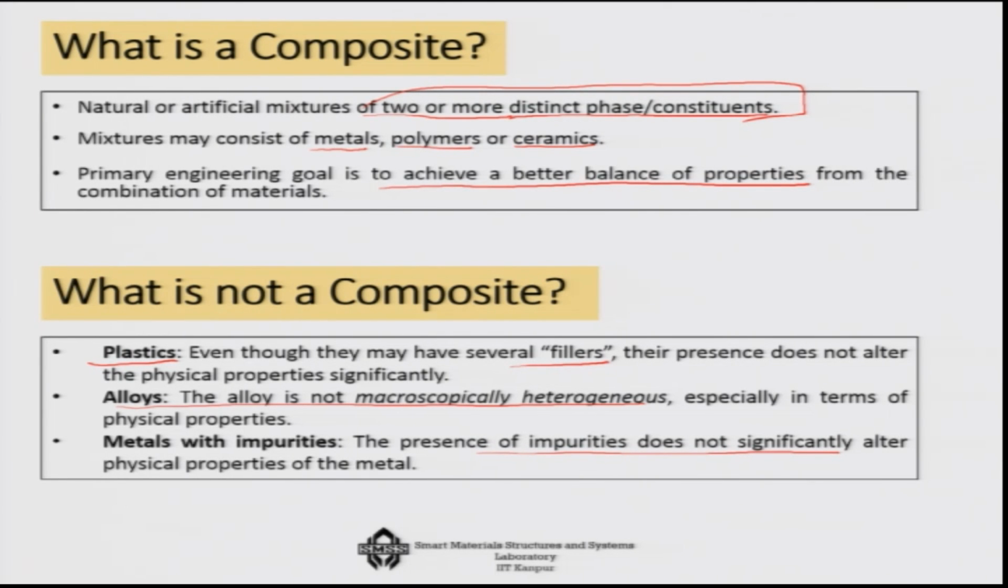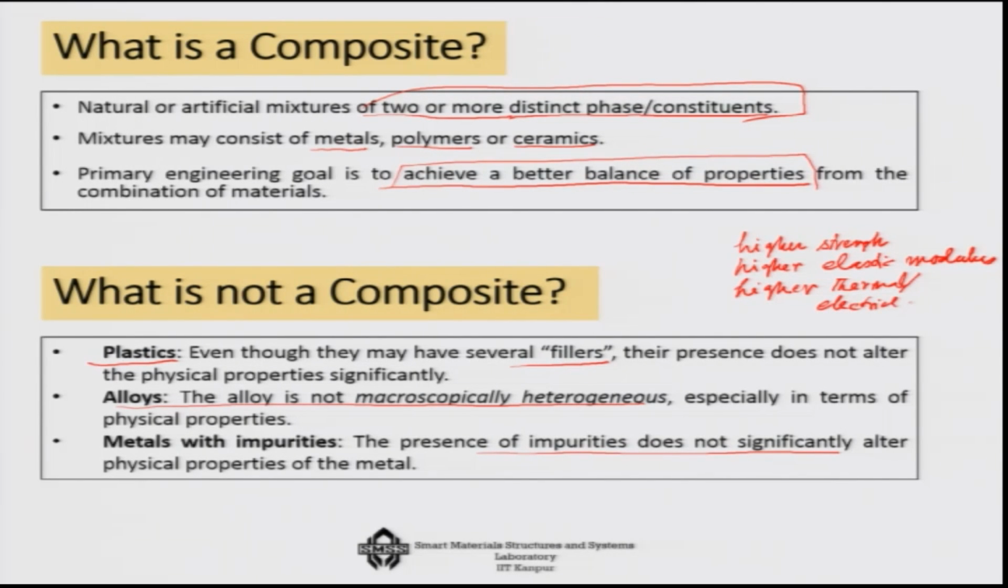So, that you can achieve a better balance of properties. You can achieve, for example, higher strength, one of the objectives always, invariably. You can achieve, for example, higher elastic modulus. I have just now given you the example of the shape memory composite. You can achieve higher conductivity, thermal conductivity or electrical conductivity. So, these kinds of objectives force us to make a composite system.